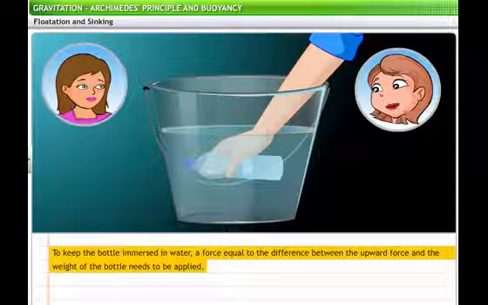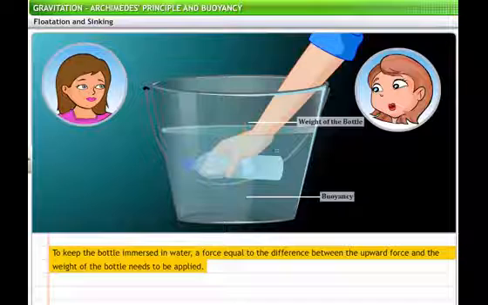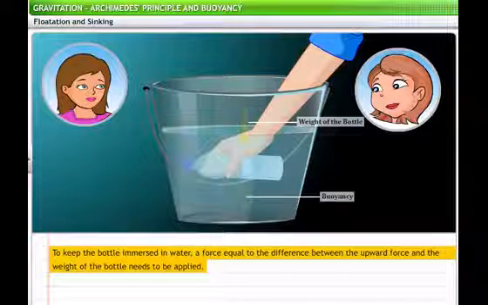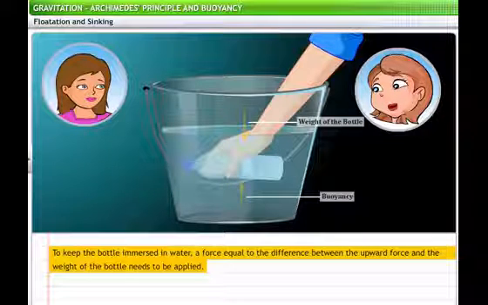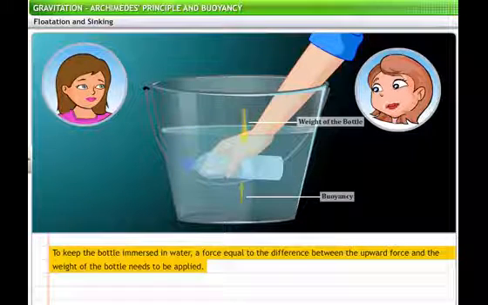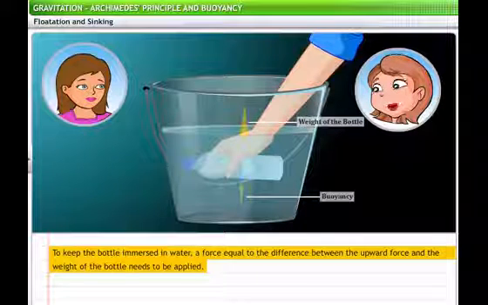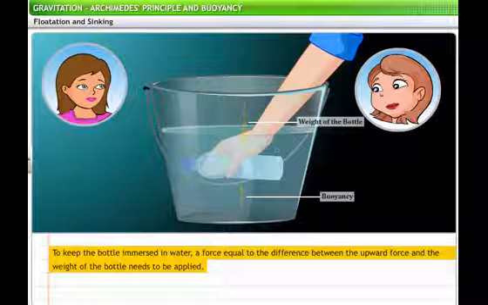Note, to keep the bottle completely immersed, the upward force on the bottle due to water must be balanced. This can be achieved by an externally applied force acting downwards. This force must at least be equal to the difference between the upward force and the weight of the bottle.